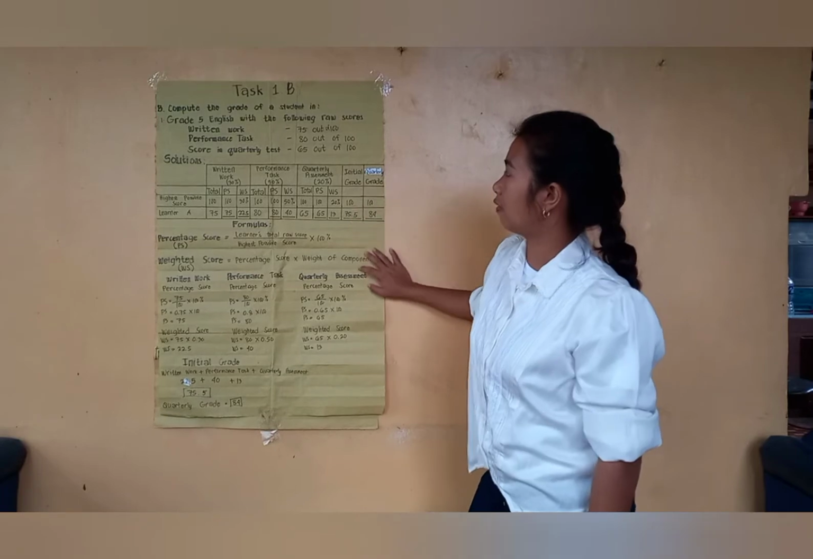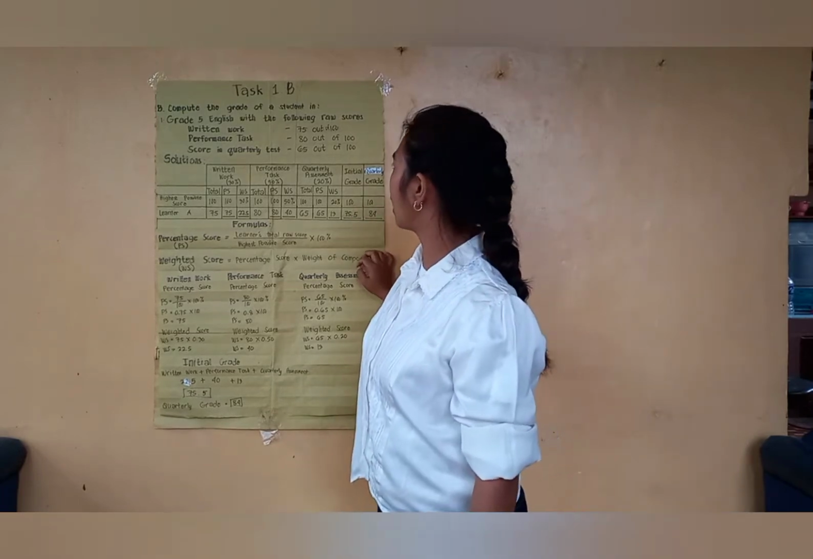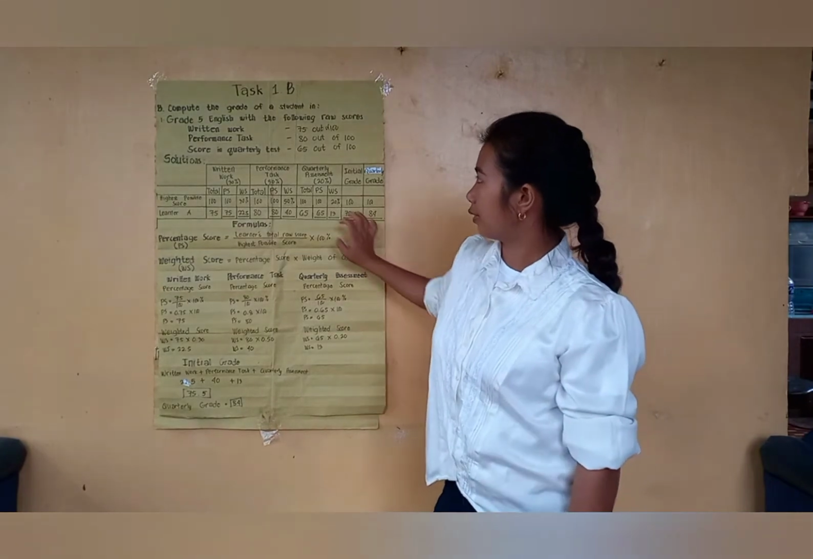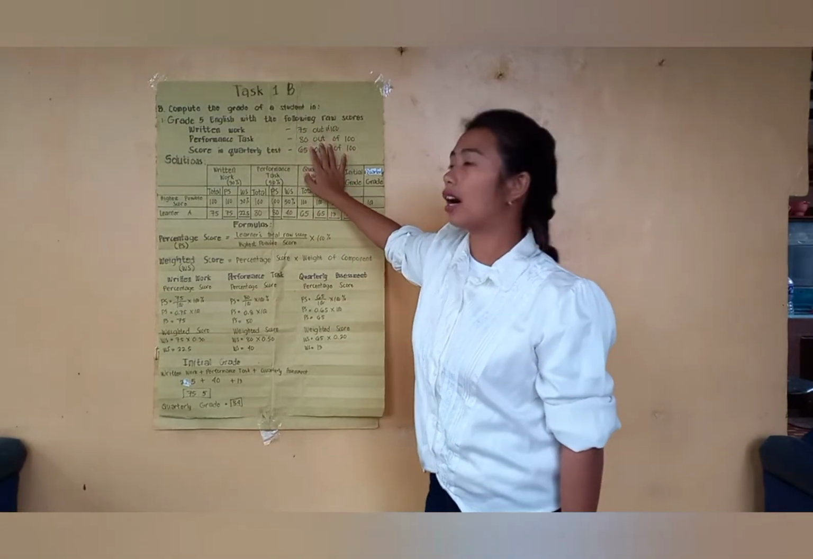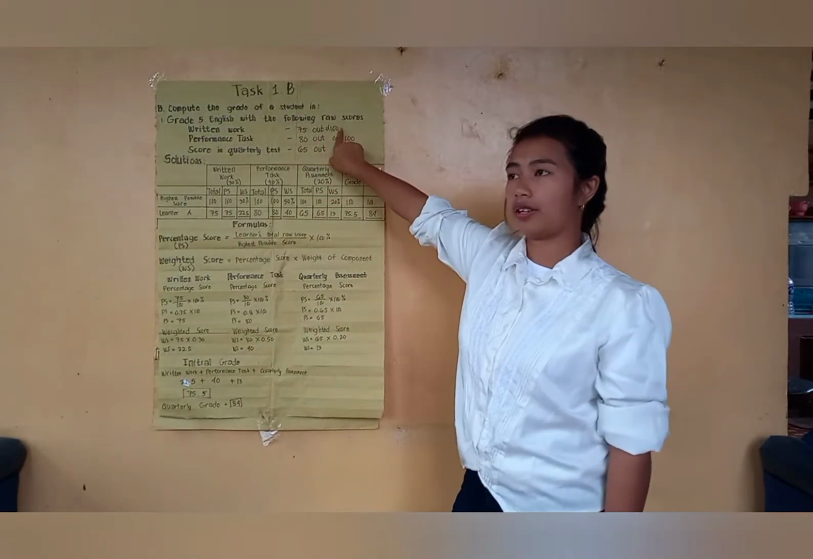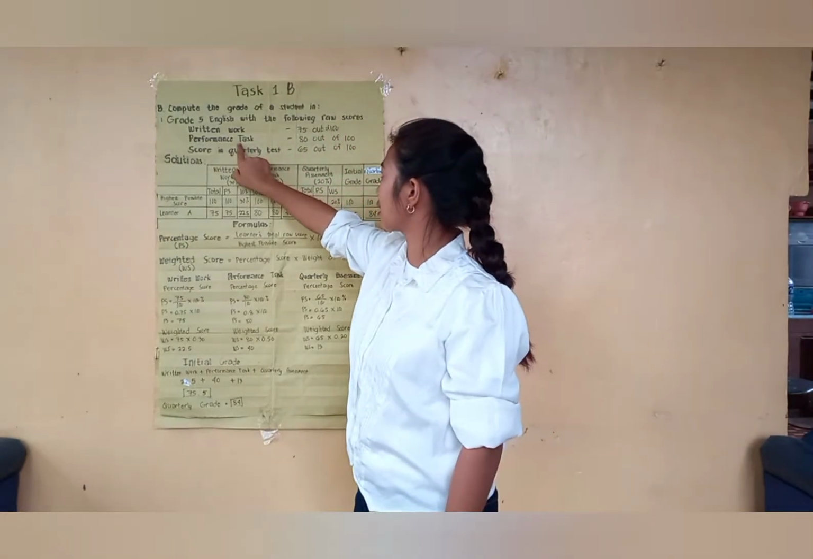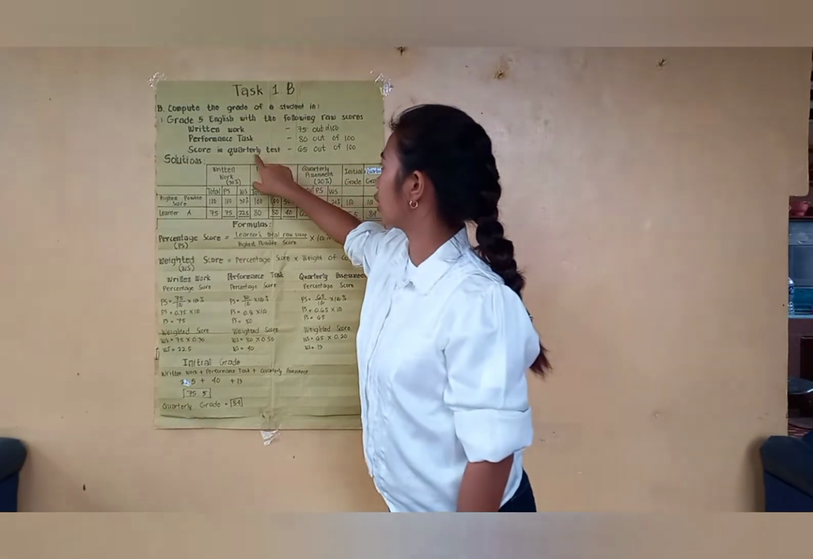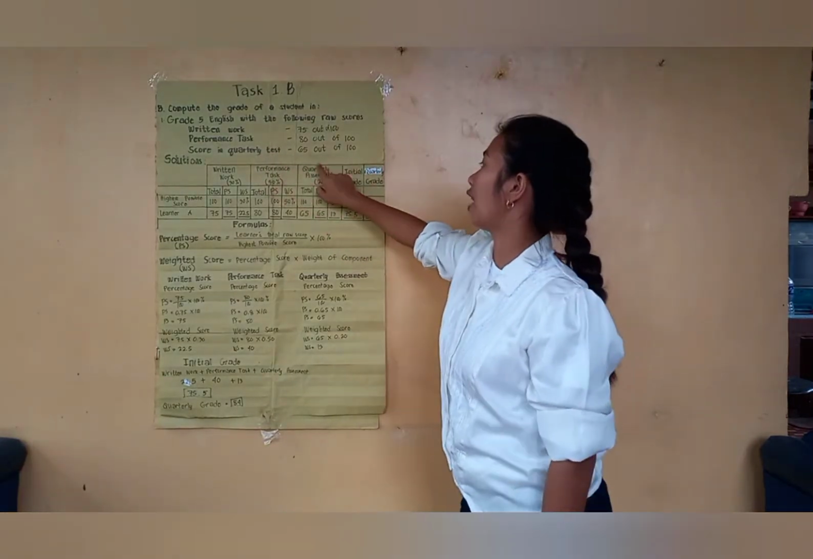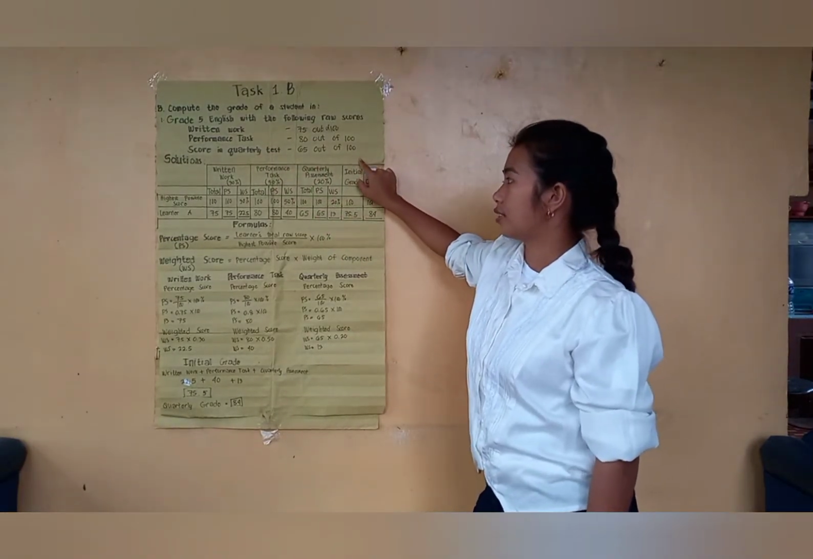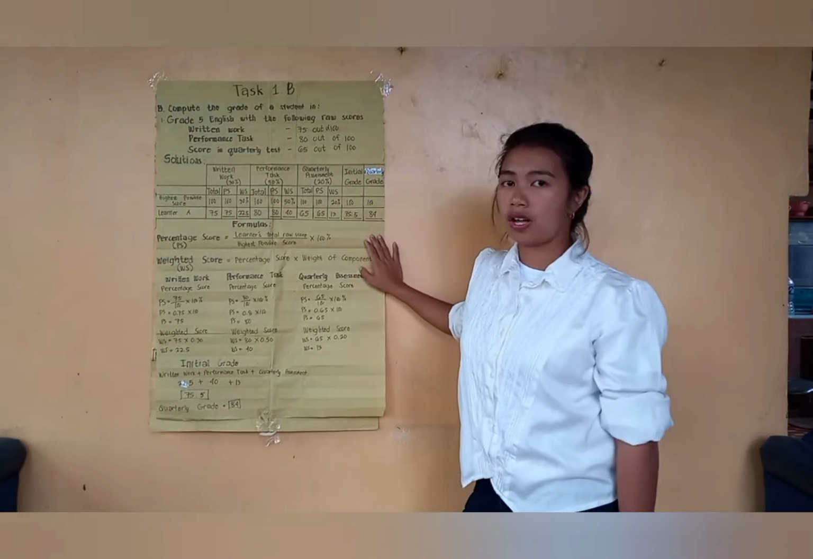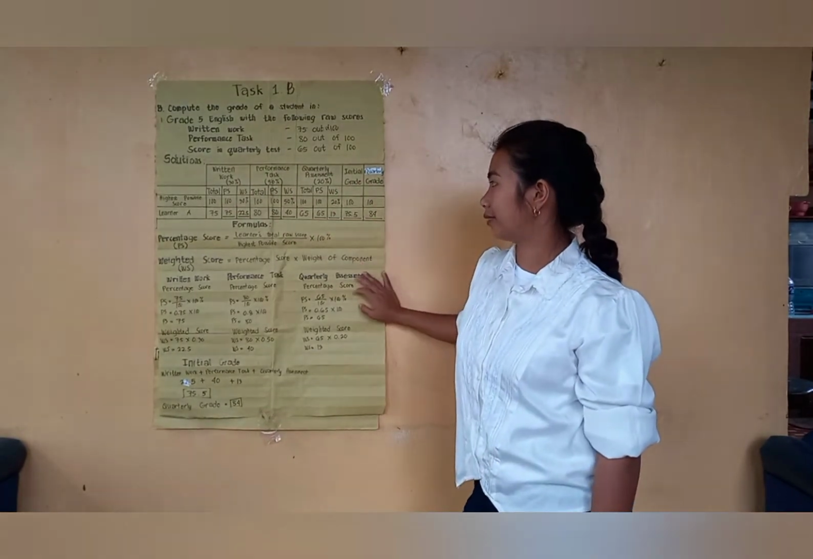Compute the grade of a student in grade 5 English with the following raw scores. In written work, we have 75 out of 100. Performance task, 80 out of 100. Score in quarterly test, 65 out of 100. So we have a table here, so we can easily guide.